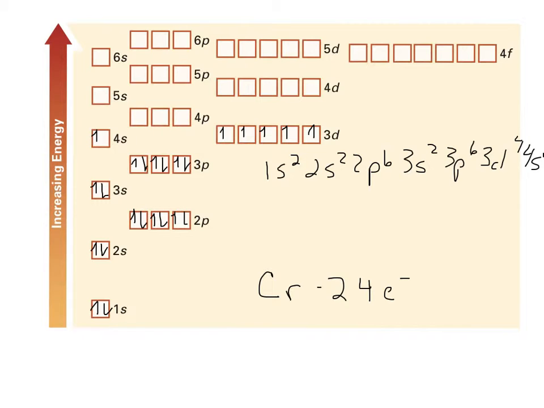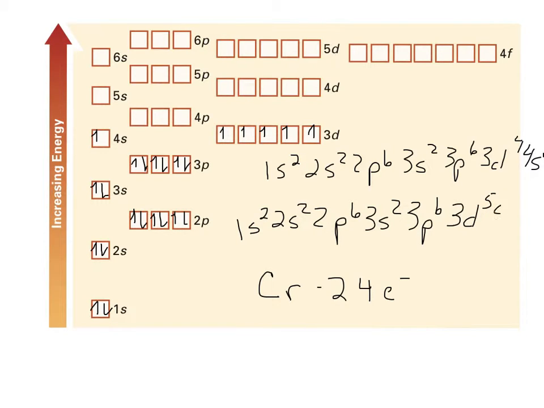And then when I finally write out my configuration, it should be 1s2, 2s2, 2p6, 3s2, 3p6, and then 3d5, 4s1. Yes? How do you know which one it takes? It always takes it from the s1 right before it.